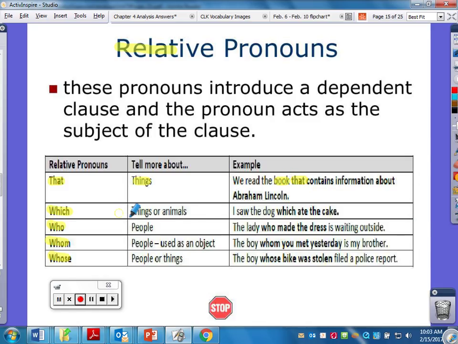Which will tell more about things or animals. I saw the dog which ate the cake. Which is telling more about a thing or an animal. It's telling more about the dog.